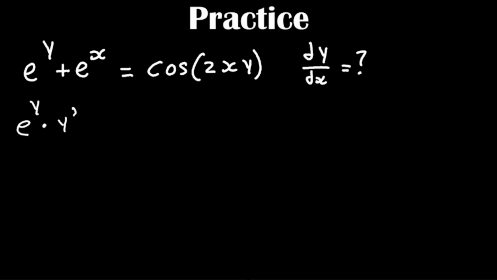So y prime plus the derivative of e^x with respect to x, which is just e^x. Now for cosine of 2xy, our outside function is cosine and our inside is 2xy. So minus sine is the derivative of cosine.